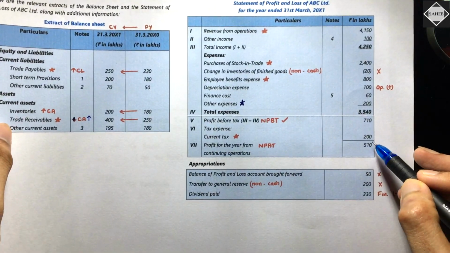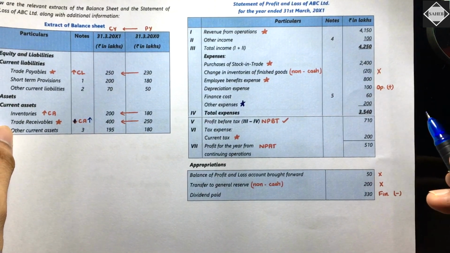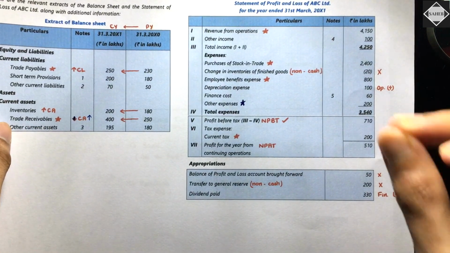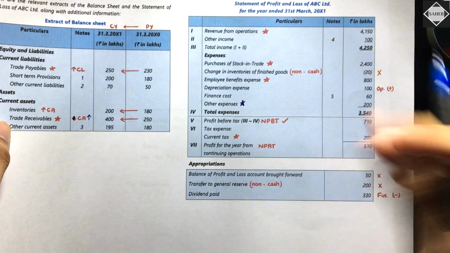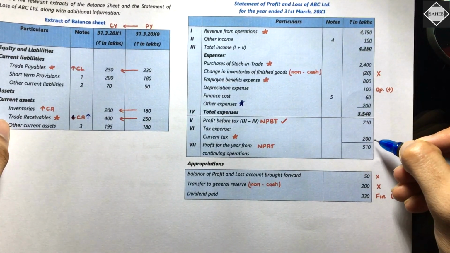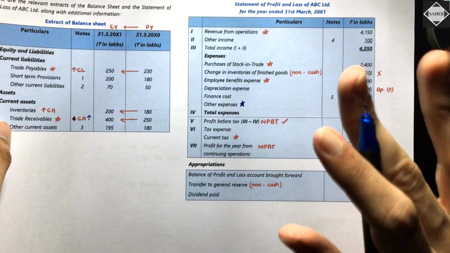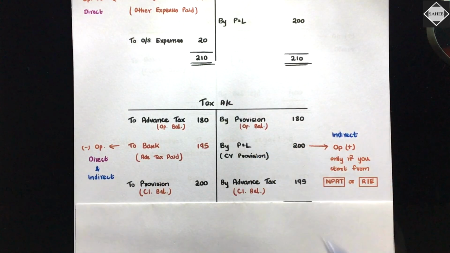current tax 200, right? Always remember, whatever is given regarding tax in the P&L, in profit and loss, that is the current year provision. Okay, that is not tax paid, that is current year provision, 200. So take that 200 from P&L, current year provision for tax. Fine. What do we do with the current year provision for tax?